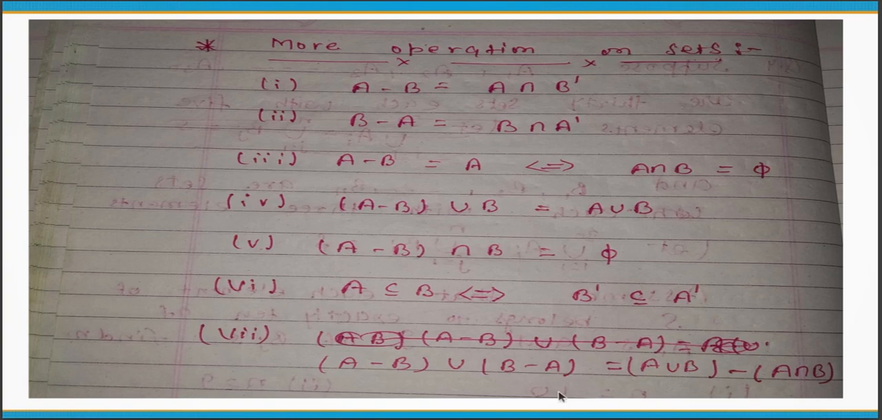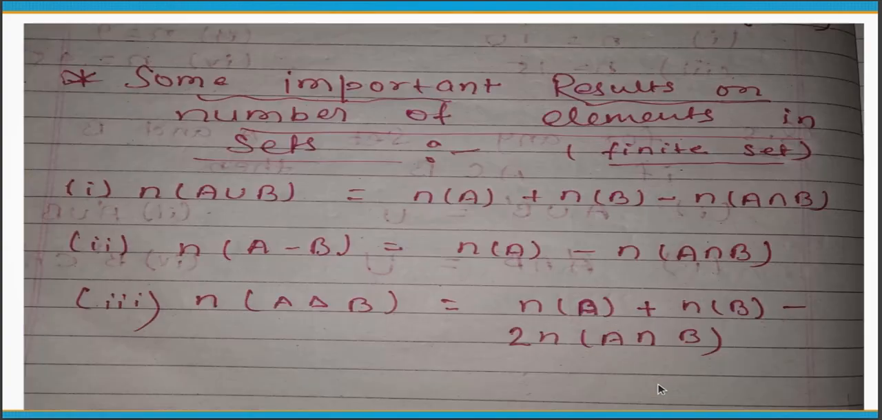A union minus B is the difference of set A and B, and the difference of set B and A is the union. Then what is the symmetric difference A delta B? This is the value of A delta B.